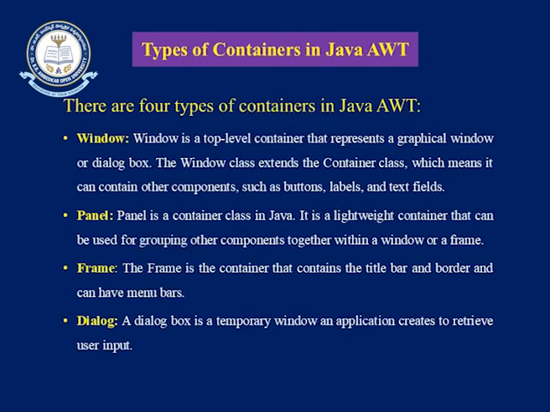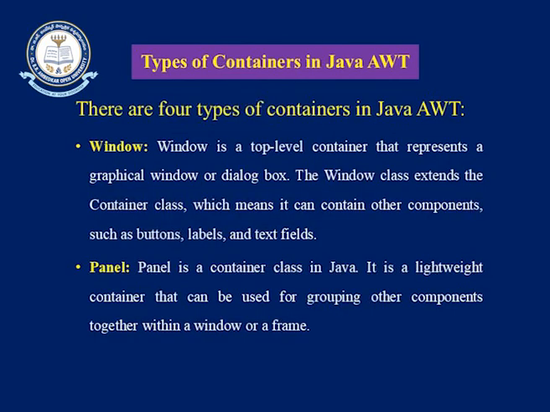Next one is the types of containers in Java. What are the AWT types of containers? We will discuss now. First is window, panel, frame, dialog. These are the types of containers. What is the purpose of the window? What is the purpose of the panel? What is the purpose of the frame? What is the purpose of the dialog?